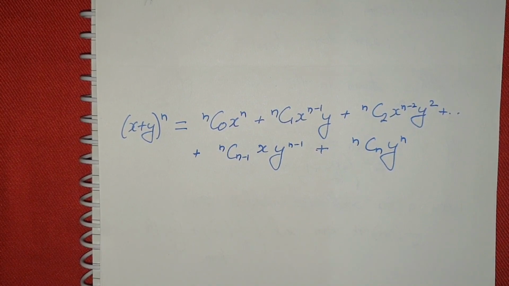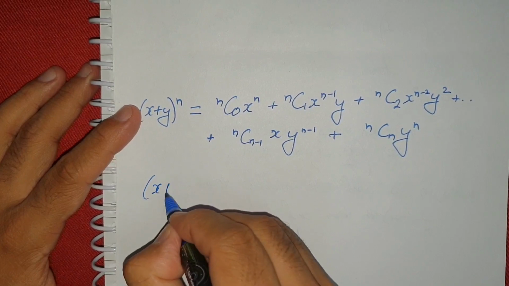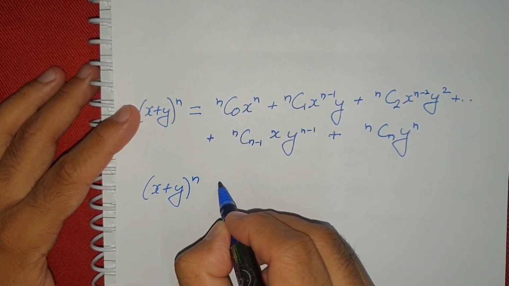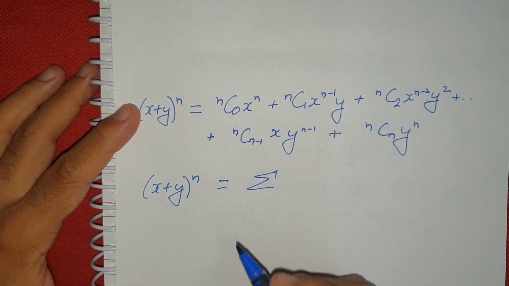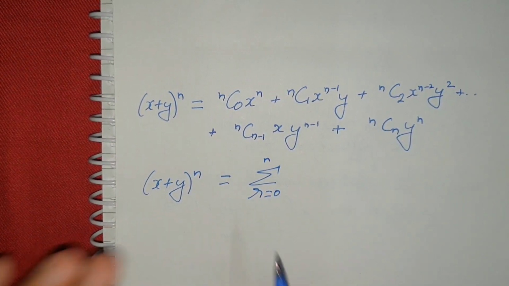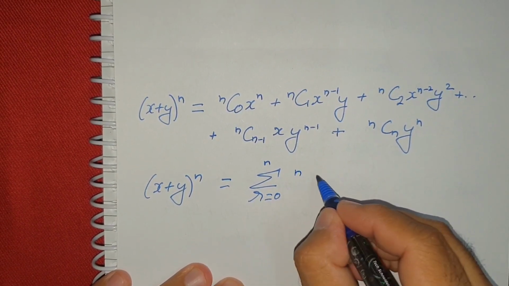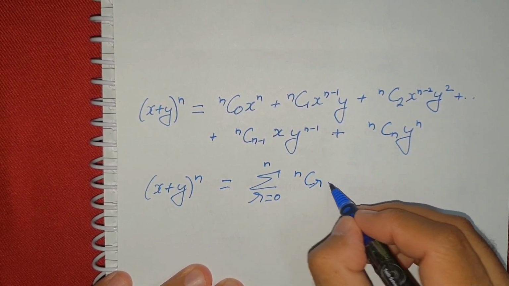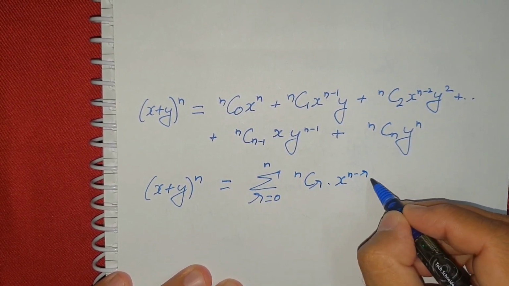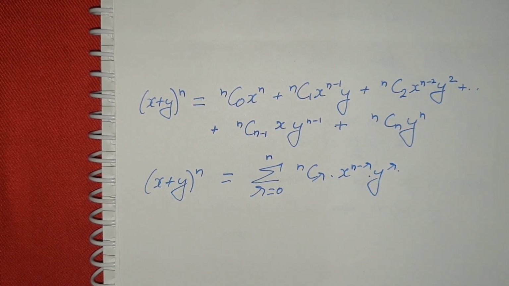So, this is the expansion in the binomial theorem, (x + y)^n. You can write this as the summation, which stands for the sum from r equals 0 to n. That means we start from r = 0 and go till n terms. So, this is nCr x^(n-r) y^r. This will be the general term.